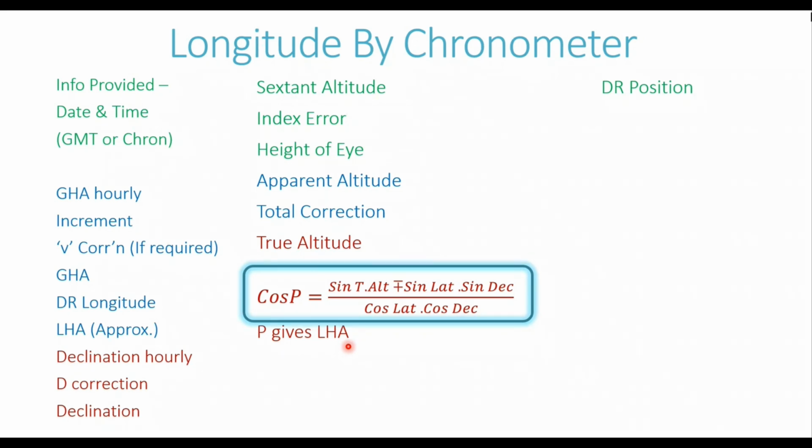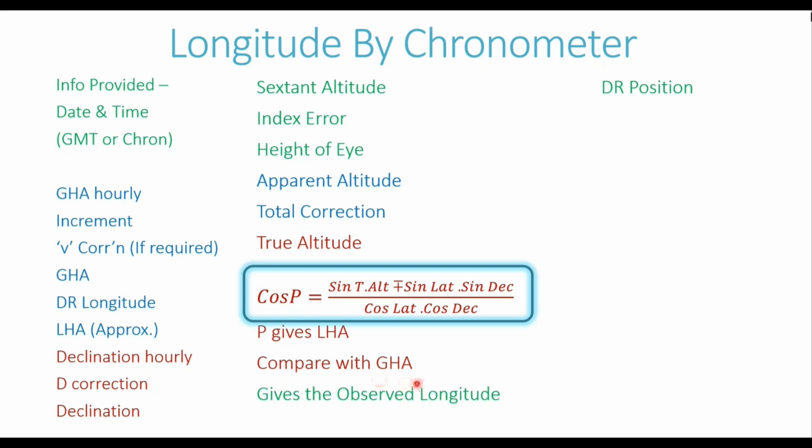Now, once LHA is obtained, we have the accurate LHA, which is calculated using the longitude by chronometer formula. We can now compare this LHA with the GHA of the body. The GHA of the body has already been calculated earlier, found from the almanac. So you compare this exact LHA with the GHA of the body, and when you compare both of them, their difference gives you the observed longitude.